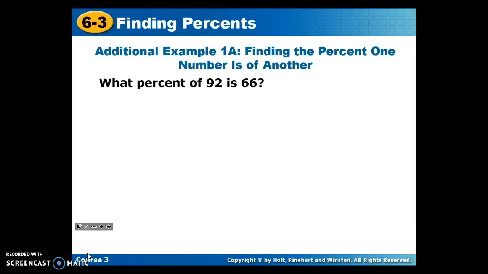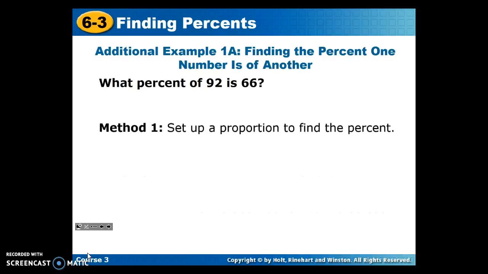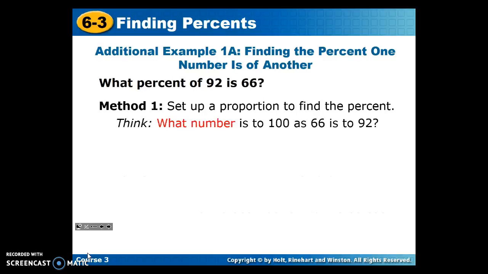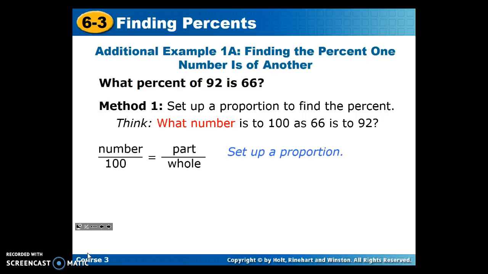So what percent of 92 is 66? One way to look at this is to continue on with what we've been doing in all of chapter 5, which was making proportions. Now in proportions, with these percent problems, we can think about it this way. What number is to 100 as 66 is to 92? So in a proportion, think about your percent is always out of 100. So whatever the percent would be is out of 100.